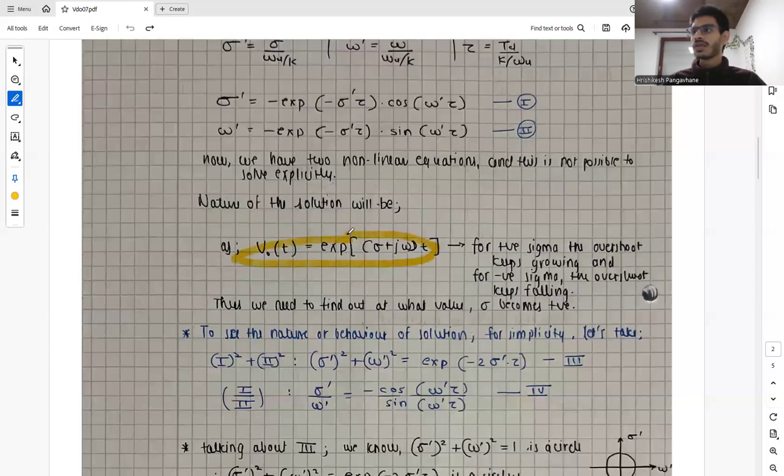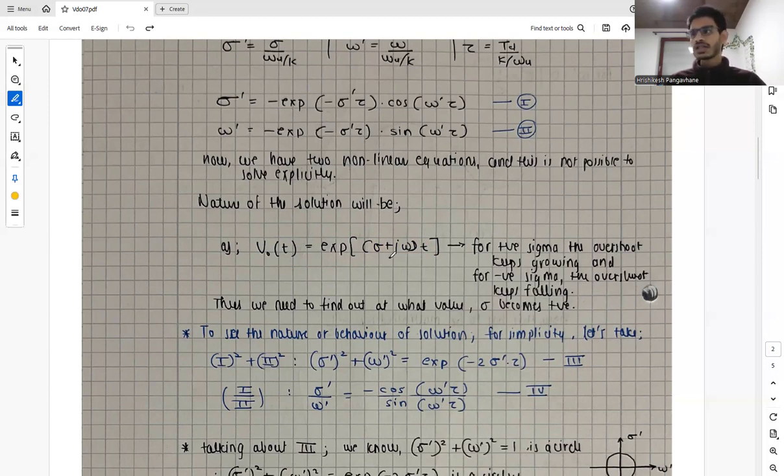Basically, we have our v naught like this, and there is something in the brackets with an exponential. So for a positive value of sigma, the overshoot keeps growing and growing, and for a negative value of sigma, the overshoot keeps falling. So this is the basic law of exponentials, and thus we need to find out at what value sigma becomes negative, or basically sigma prime becomes negative.